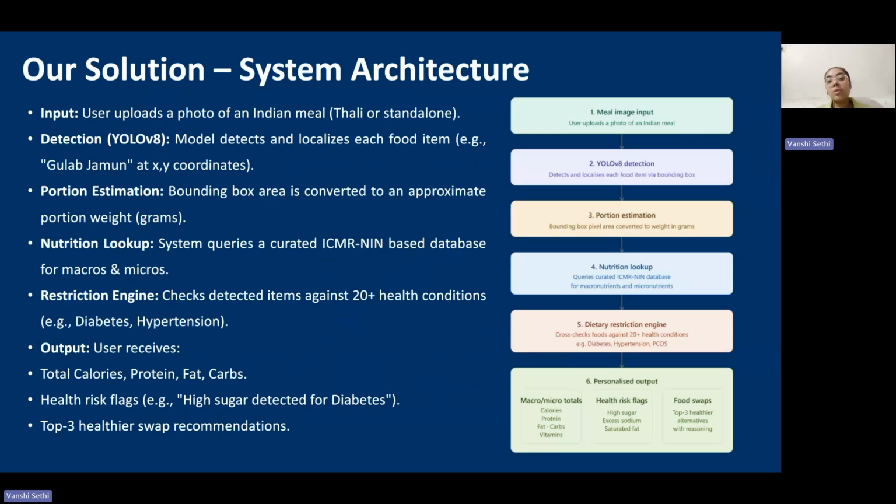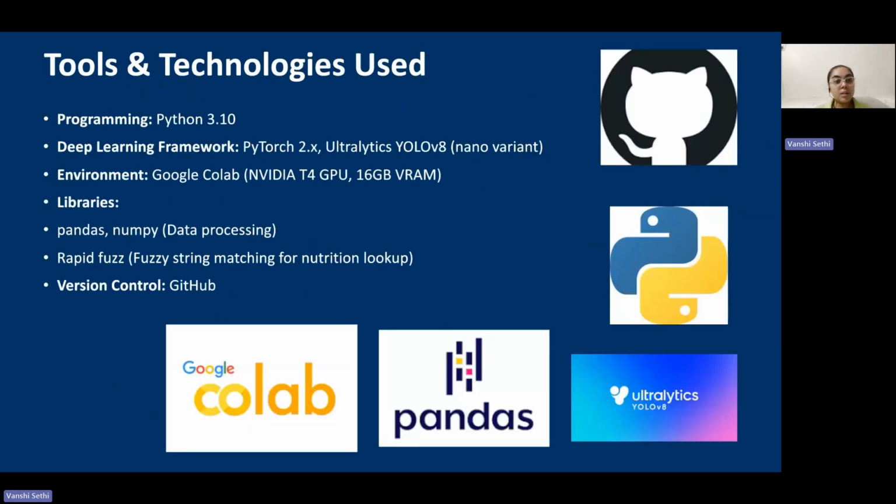Then it would map this table to the nutrition one, and it will look up what macro and micronutrients are present in what quantities. Then it'll look at your dietary restrictions also. And based on that, it will give you personalized feedback: what to eat, what not, how much you are eating, what is good, what is your nutrition score. These kinds of things we are getting from our model.